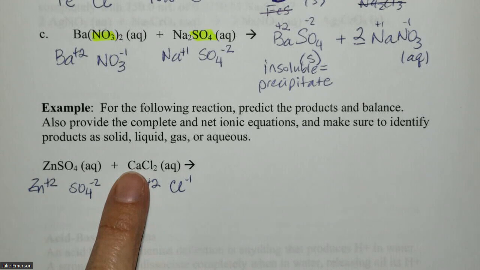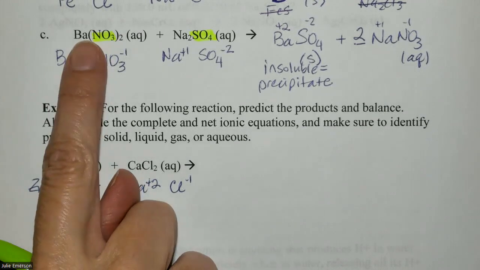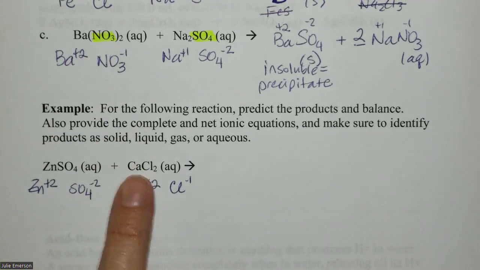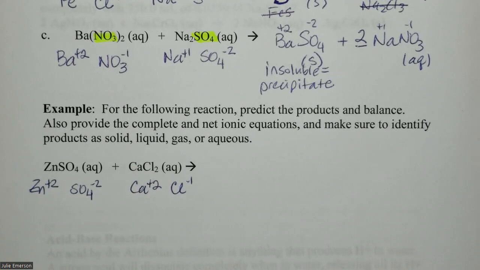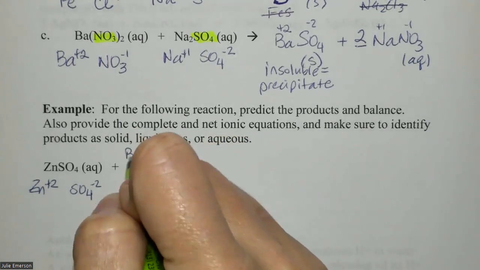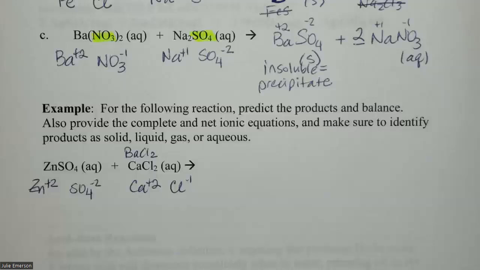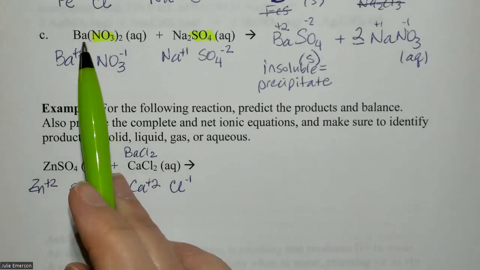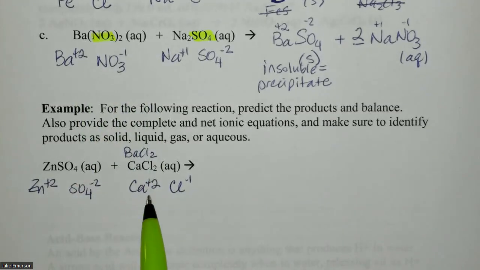Oh, in my notes, this is barium instead of calcium. Okay, it would work the same. Because we just saw barium up here, I changed it to calcium, and I may not have changed that on the notes, sorry. So if this was BaCl2, it would look exactly the same. But because we had barium in the last example, I figured I'd change it just a little bit.